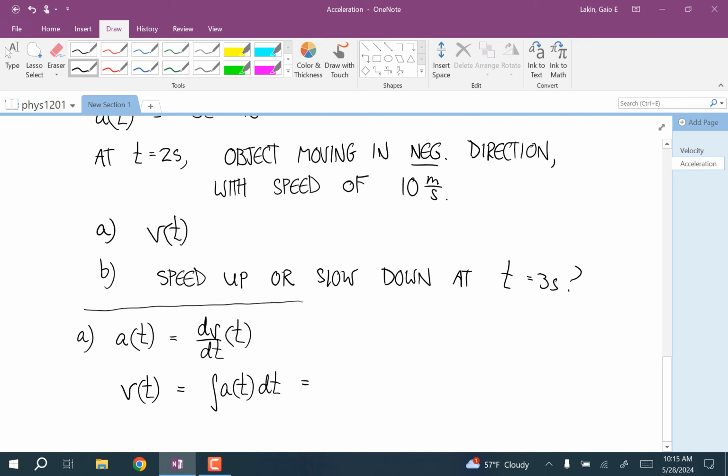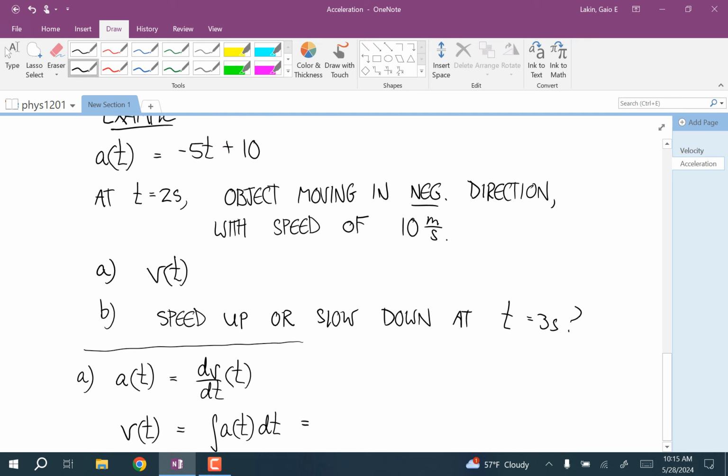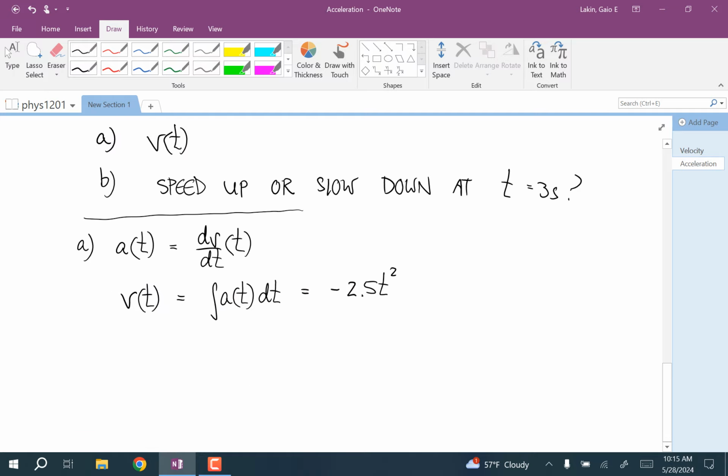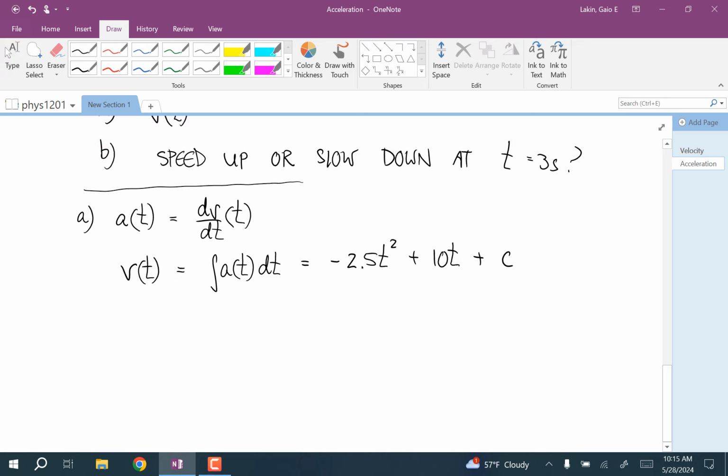Okay, well, let's take the integral of this function. You get negative 5t squared over 2 plus 10t. So I'll write that as negative 2.5t squared plus 10t. And then, as always, don't forget about your constant of integration. That always has a physical meaning for us. So we almost have the velocity as a function of time, but we don't know what this c is. So how are we going to get that?